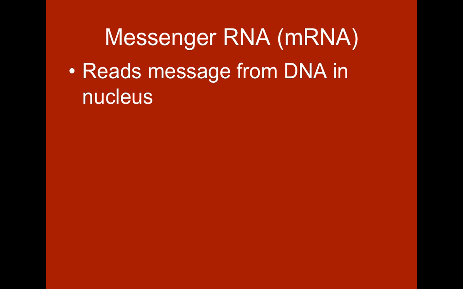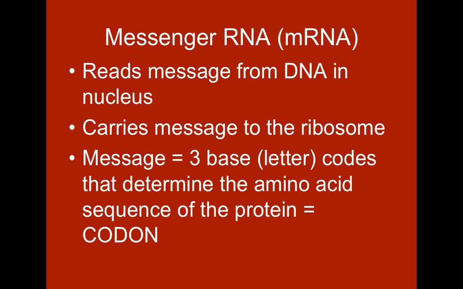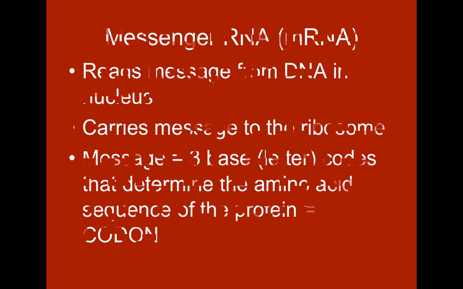Its job is to read the message from the DNA in the nucleus, and then it carries the message out to the ribosome. The message that it carries is basically three base, in other words, letter codes, that determine the amino acid sequence of the protein. So you take a grouping of three of the nitrogenous bases, like AAA or AGC, and those actually code for an amino acid. Those three base codes, those three-letter codes, are called a codon. And we'll get some practice with that process here in a little bit.